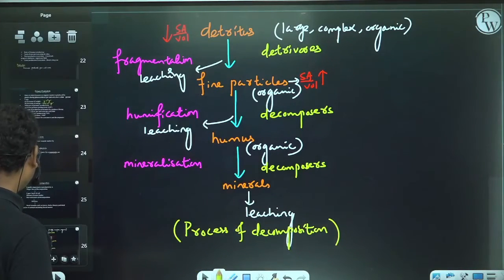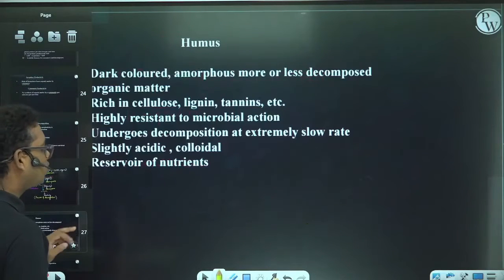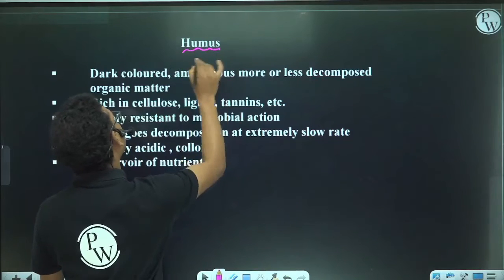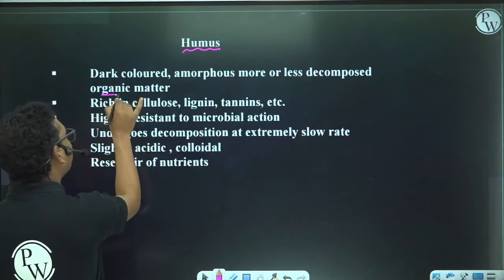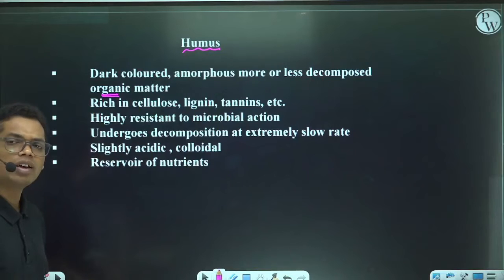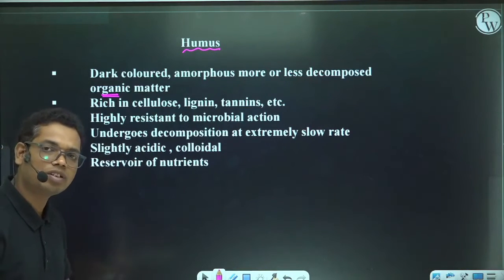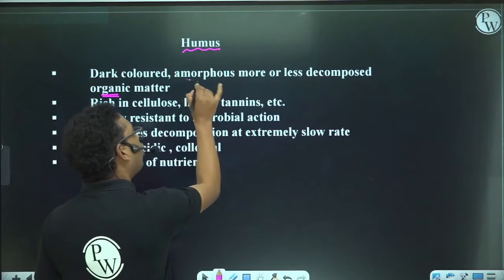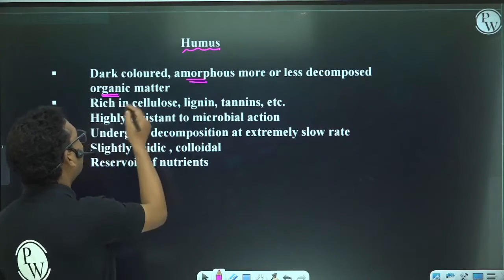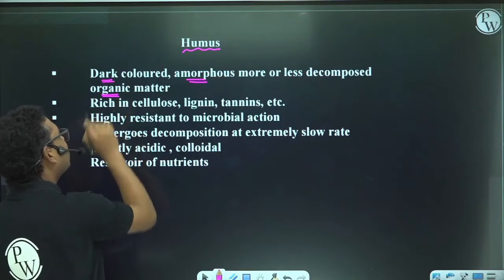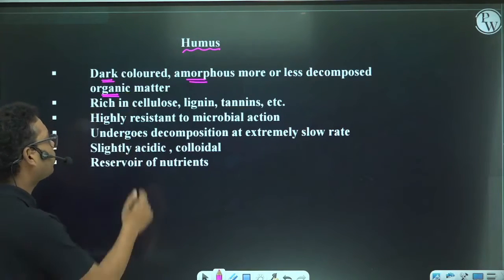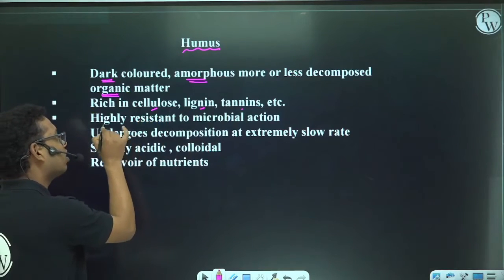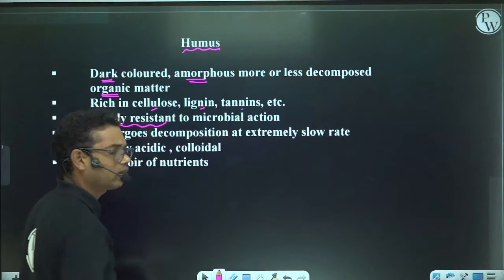Okay, now let us try to understand something more about the humus. So the humus is basically organic matter, and it does not have any specific form. It is without any specific form, so I call that amorphous in nature. Okay, and this is organic, and this is dark in color, and this is rich in cellulose, lignin, and tannins. And this is highly resistant to microbial action.